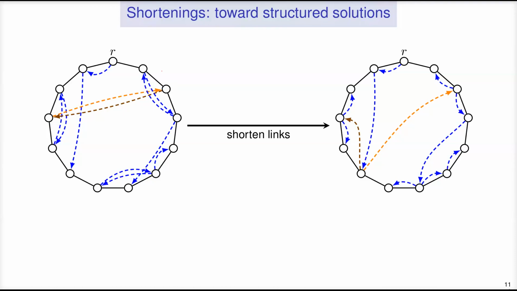As an example, if I look at this 2 cut here, it is covered by this link, but it's not covered by the shortening. The shortening has also the tail in the 2 cut. So it's indeed a weaker version: there's no 2 cut that's covered by the shortened link and not by the original. So from the 2 approximation obtained beforehand, we can shorten links, and if we do so, we get a very, very structured solution.